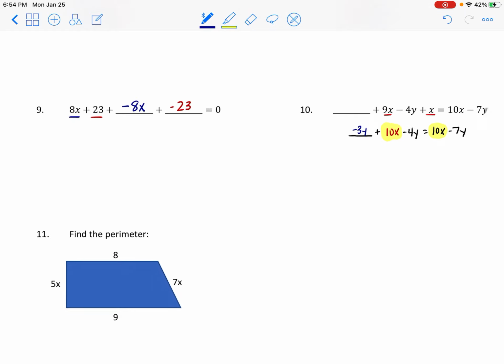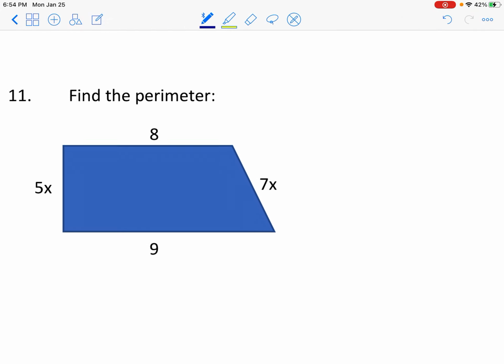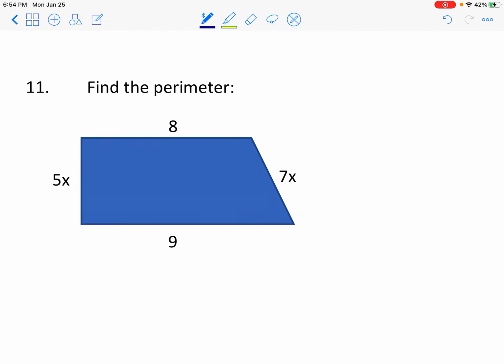All right, and I got one last problem. Finding the perimeter. It may have been a while since we've done any geometry, but technically this is a geometry-related problem, an application of addition and subtraction, or in this case, addition. To find the perimeter of any polygon, in this case we have a trapezoid, but for any polygon, whether you knew this was a trapezoid or not, we're adding up the sides. So perimeter is the sum of all of the side lengths.